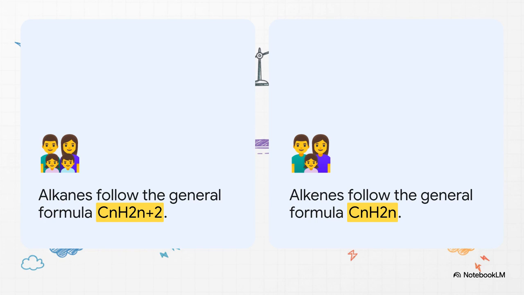Okay, and right here, this is our first major clue. Just look at their family formulas. Alkanes follow the rule CnH2n+2, while alkenes follow CnH2n. The only difference is those two extra hydrogen atoms for the alkanes. I mean, it seems like such a tiny thing, but that little plus 2 changes absolutely everything.